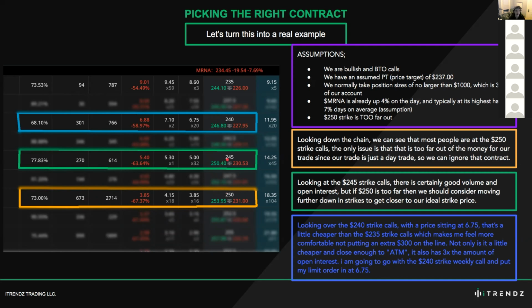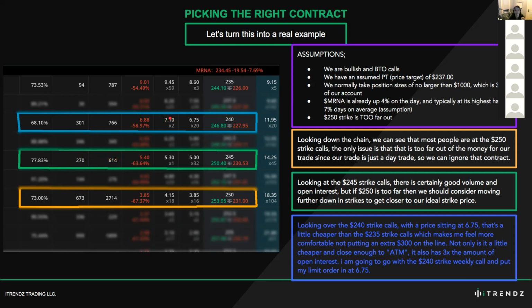Look at these 245s, right? And so the 245s are $5.30 on the ask. Okay, that's a good price. We can afford that on a $5,000 account, right? 10% of the account. Good open interest, good volume. Okay, good. Let's take a look at the 240s.